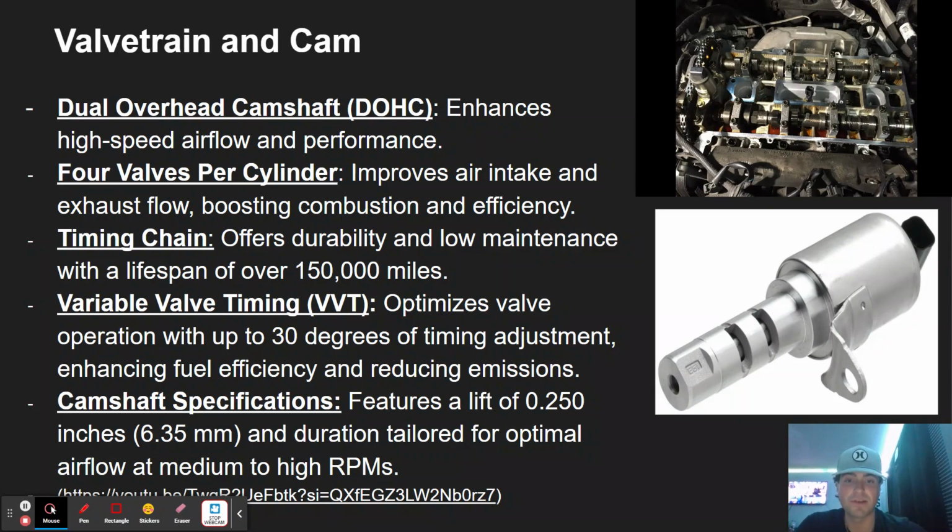A key component of the system is the camshafts, which are driven by a timing chain. Timing chains are preferred over belts in many modern engines due to their durability and low maintenance. In the case of this Duratec engine, the timing chain is designed to last over 150,000 miles under normal driving conditions, which speaks to the engine's reliability and the reduced need for frequent maintenance.